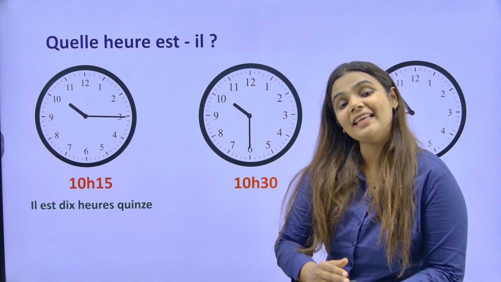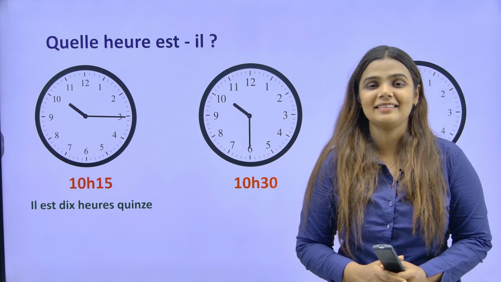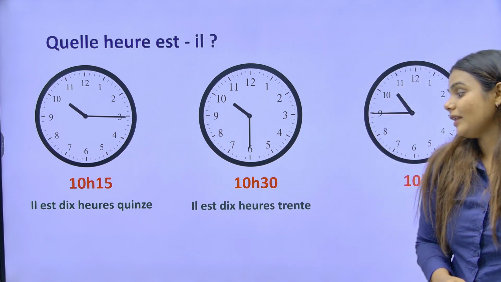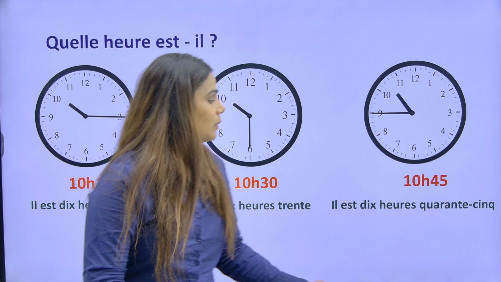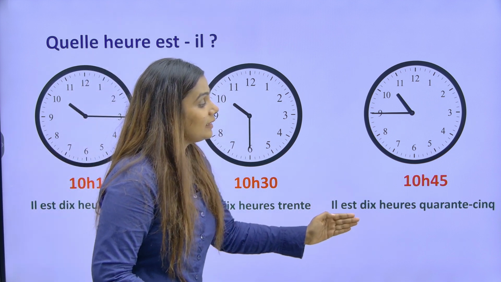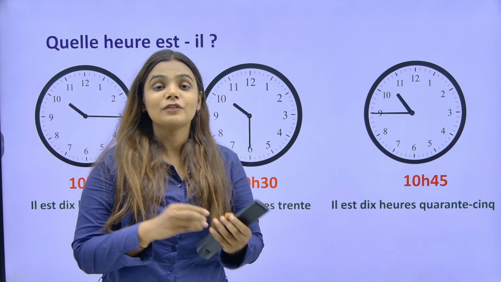Il est 10h15. Bravo. Next one. Il est 10h30. And the last one, how am I going to say it? Il est 10h45. So do you agree? If you know your numbers well, you can say the time in French correctly.